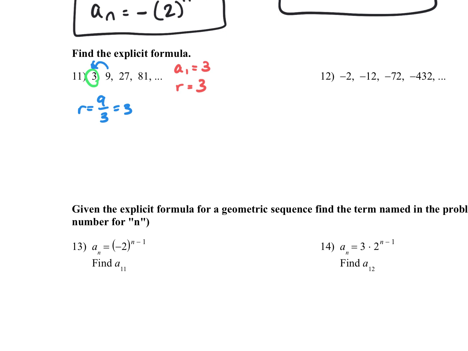Now, they don't ask us to check it here, so we assume that they are geometric sequences, right? Unless they said, hey, is it? Then you can assume that it is one. So that means now we've just got to write the formula. Well, a sub n would be 3 times your common ratio, which is 3, to the n minus 1 power.